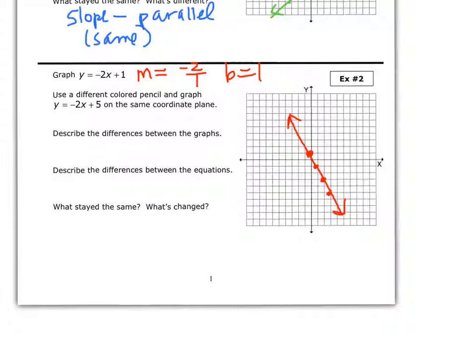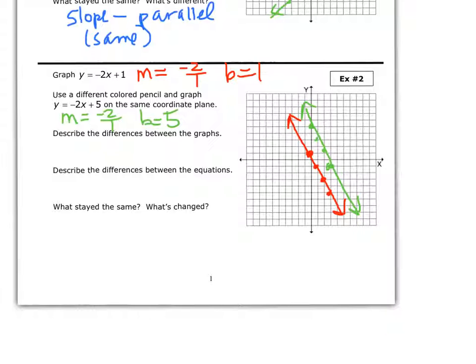Switching colors here, y equals negative 2x plus 5. M is negative 2 over 1. B is 5. So begin with the 5. So go up 5. 1, 2, 3, 4, 5. Looks like it's about right here. And then down 2 over 1. So repeat that a couple times until you see your line. And then draw your line.